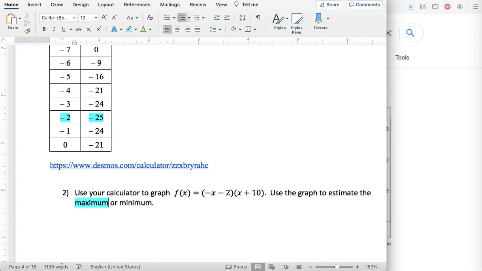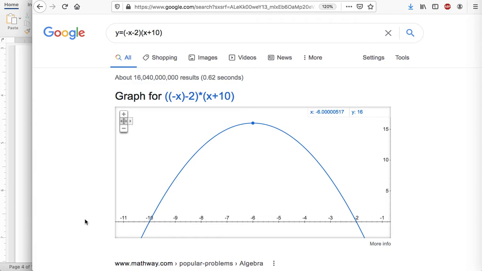This has a maximum, and my estimate is x equals negative 6, y equals 16, right there. Now, if you look at the x, it says negative 6.000000, a bunch of zeros, and 517. It's because the program that Google's using, that's technically not the exact value for x. So this is only finding the estimate, the about value.